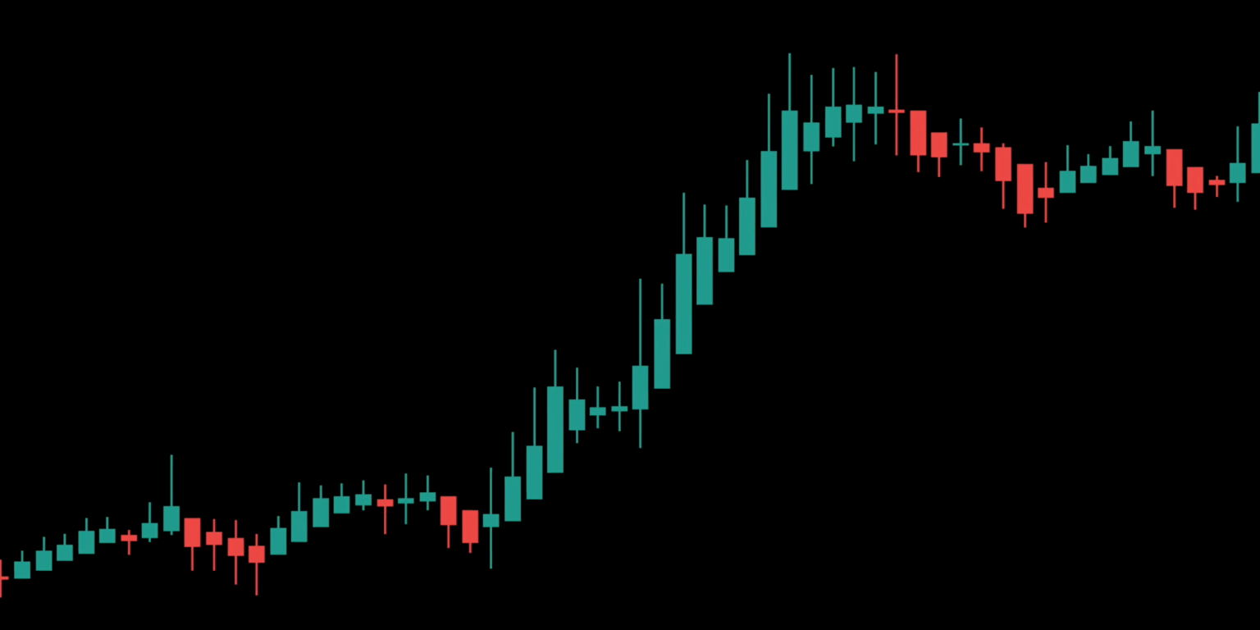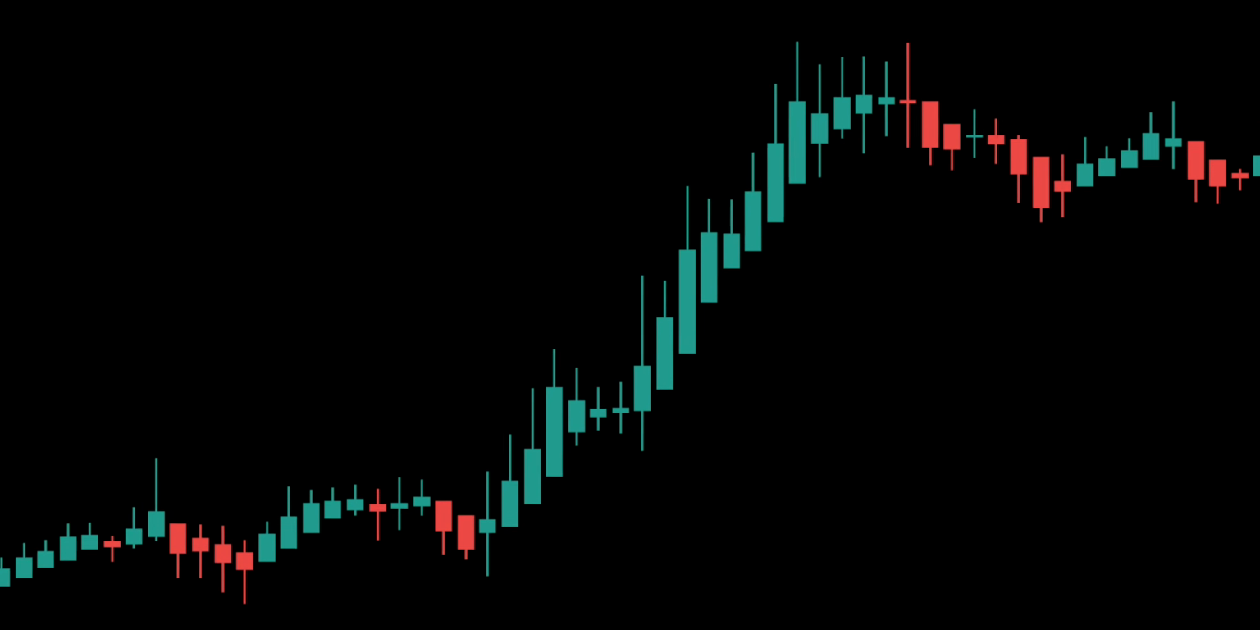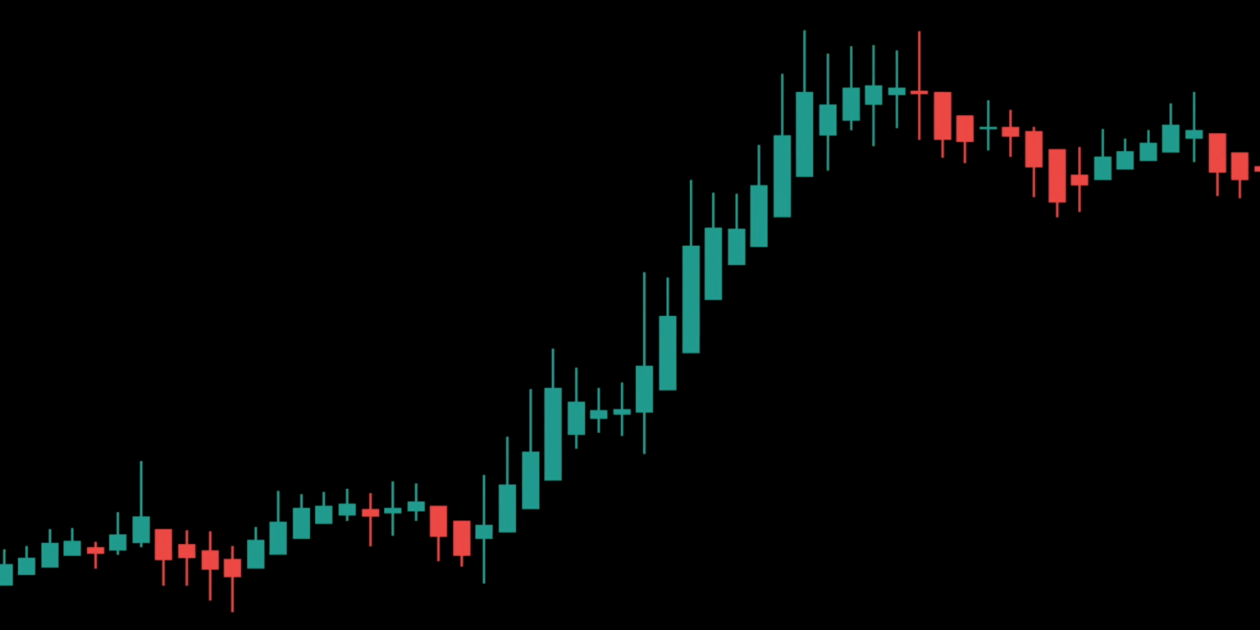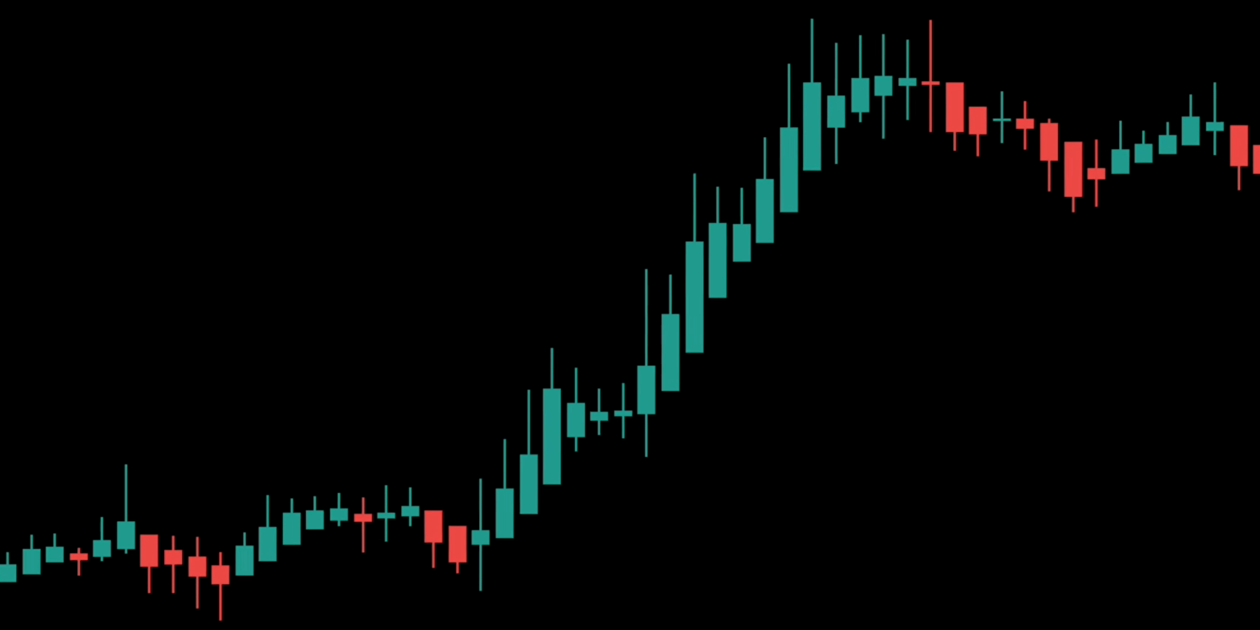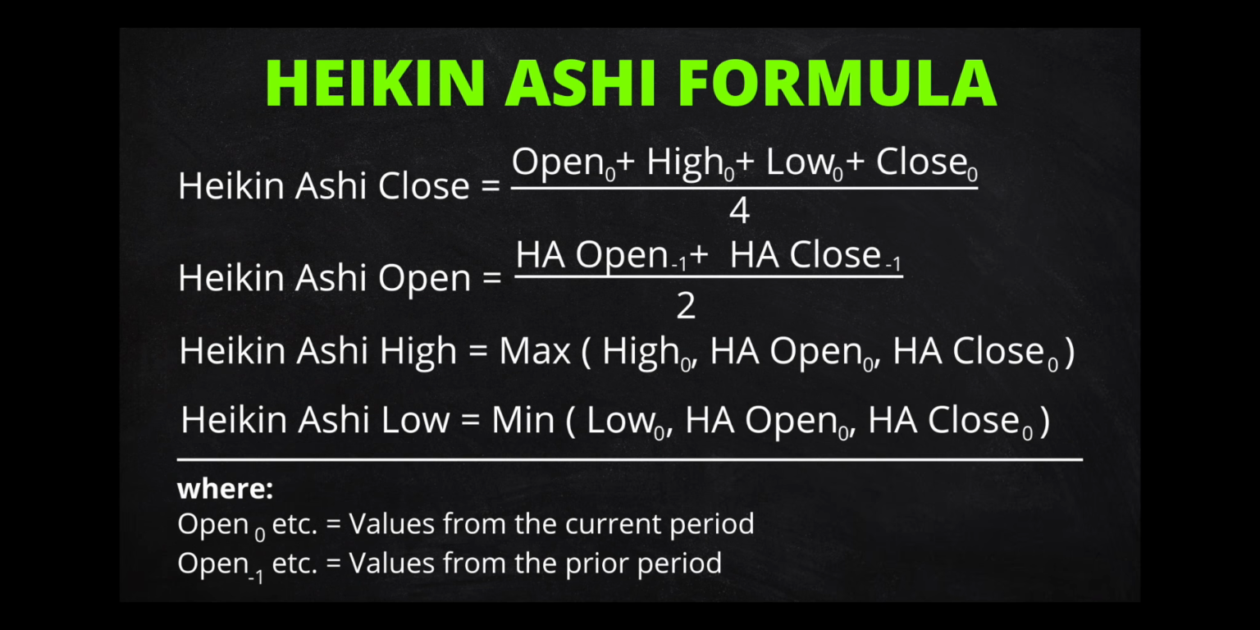This gives the chart a smoother appearance, making it easier to spot trends and reversals, but also obscures gaps and some price data. Okay, so here's the formula for calculating the Heiken Ashi close. It's basically calculated by adding the current open, high, low and close prices and dividing the amount by 4.